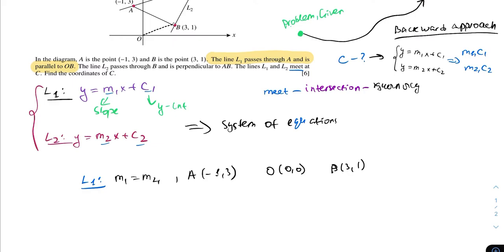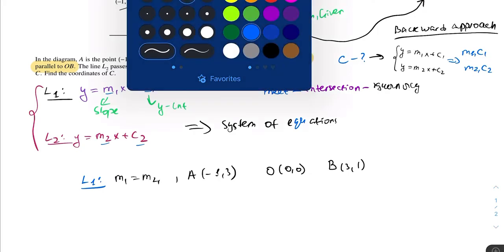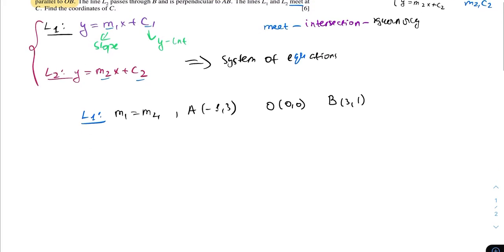Given two points, how can we find the slope? If I have two points, say A with coordinates (x_A, y_A) and B with coordinates (x_B, y_B), the slope is (y_B - y_A) divided by (x_B - x_A).